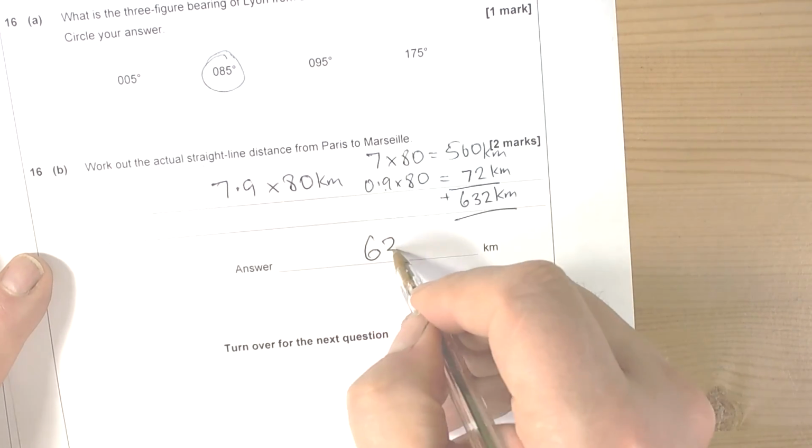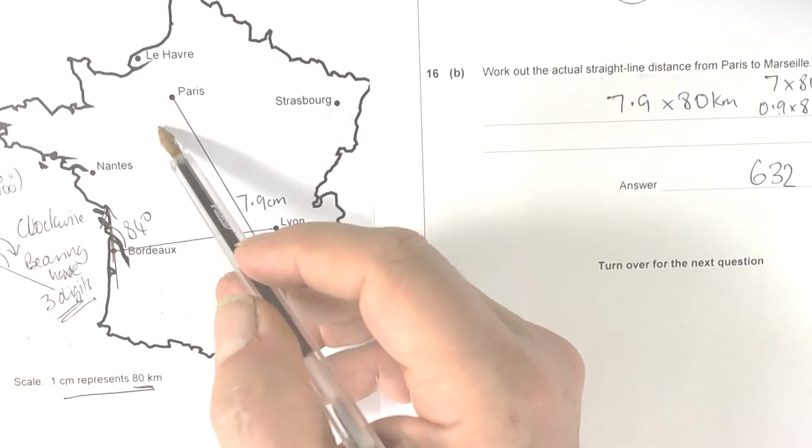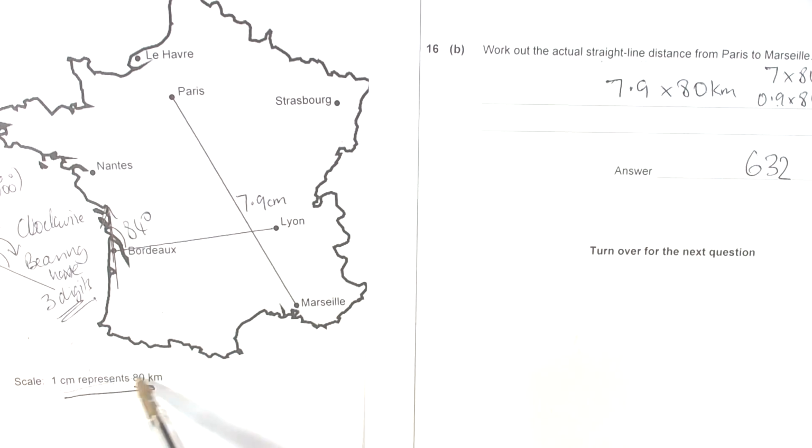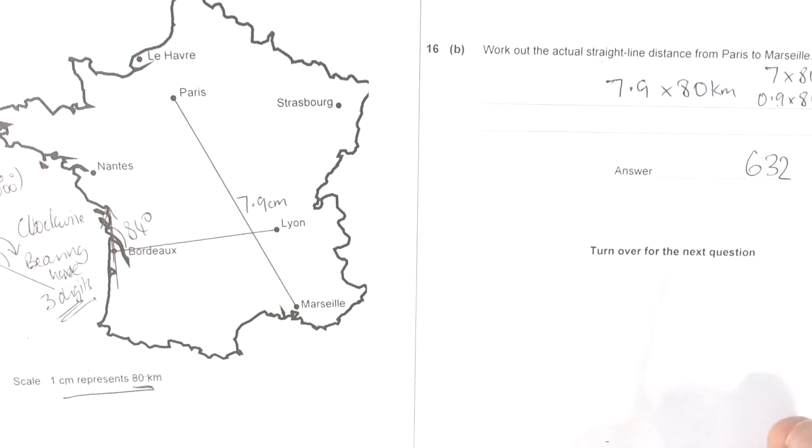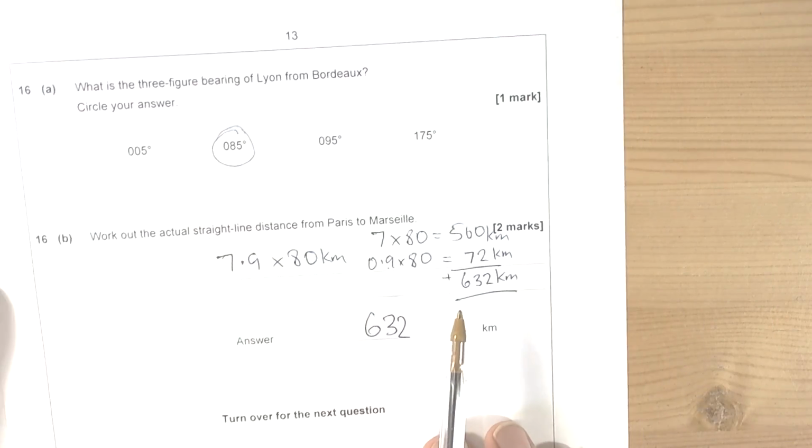So the answer here is 632 kilometres. Again, we worked that out by using scale. We recognise what the scale was telling us, and measure the distance accurately, getting our head over. That's how we can do that kind of question.